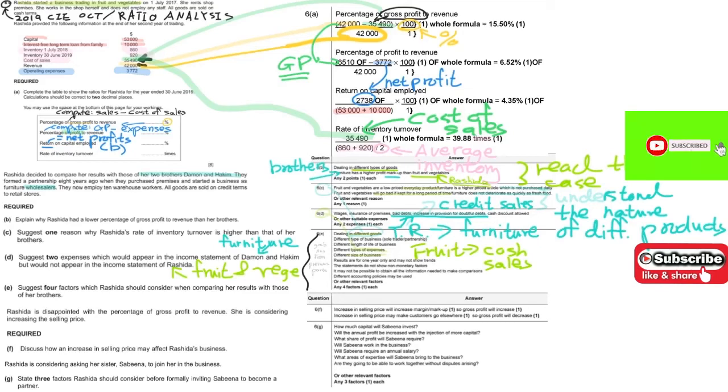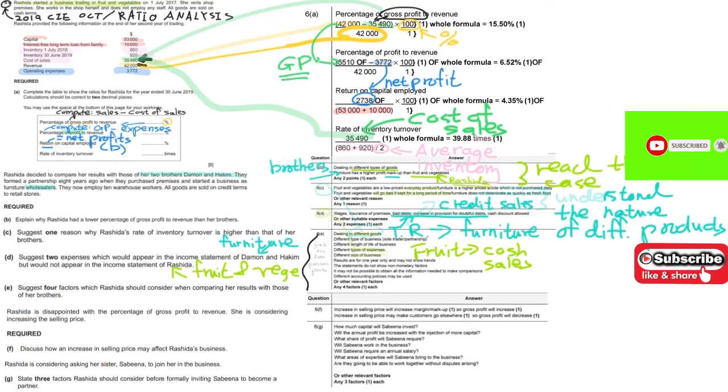So that's what you have to understand. So let's move on. So let's go to F. It talks about how Rashida would like to increase the selling price.